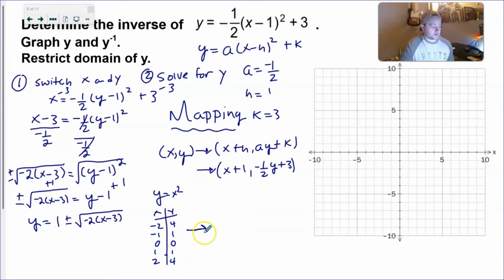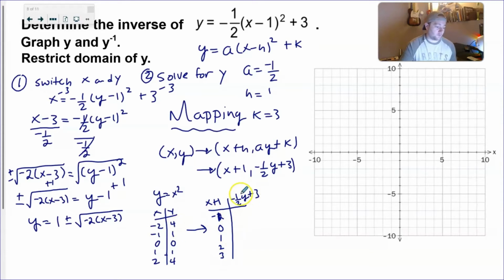And then we're going to transform that via the mapping rule. So I'm going to take this table, run it through the mapping rule, and get a brand new table. We might end up with decimals, but that's perfectly okay. So negative 2 plus 1, that's, not negative 2, it is negative 1. Negative 1 plus 1 is 0, and then you see the pattern: 1, 2, and then 3.